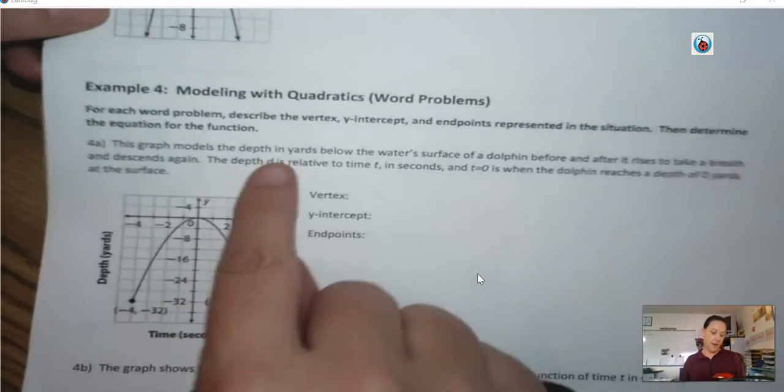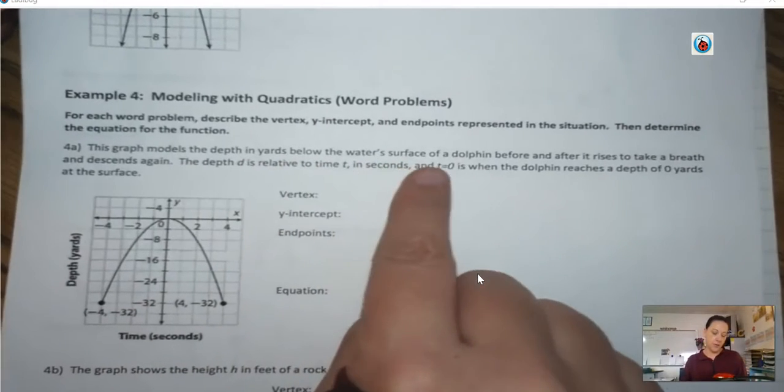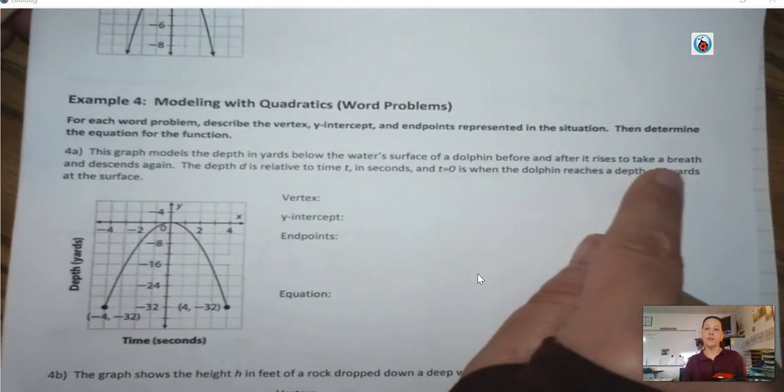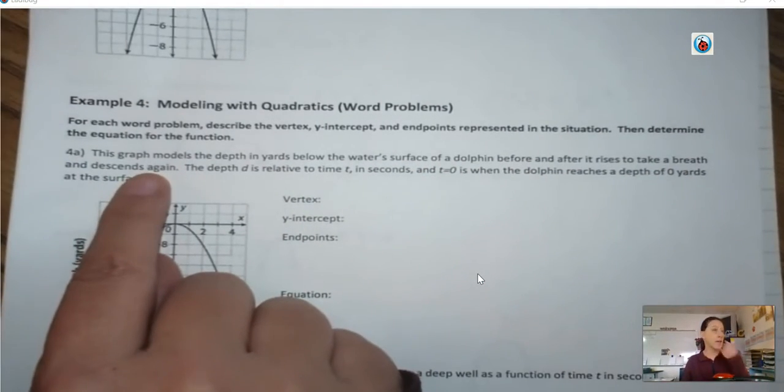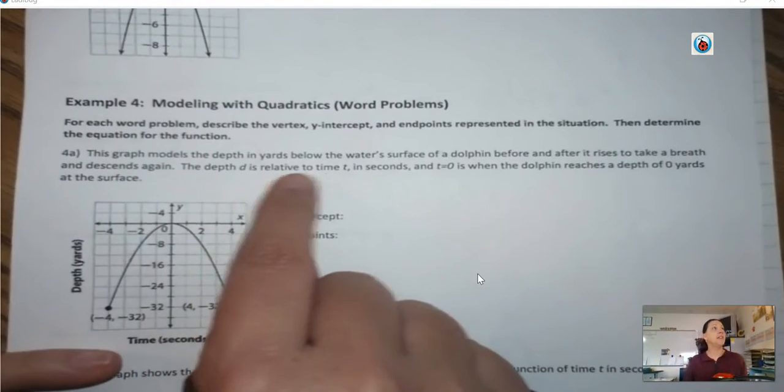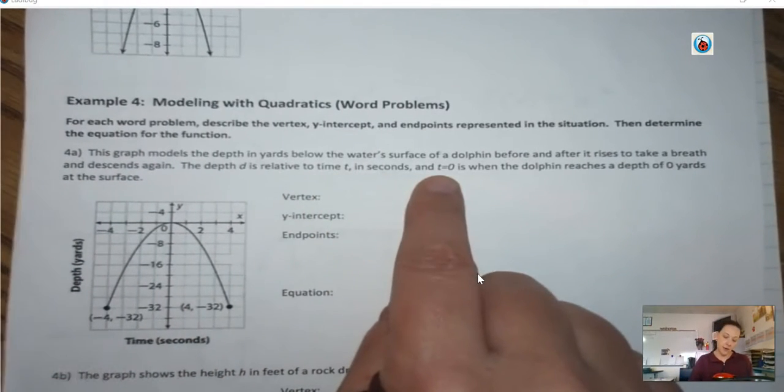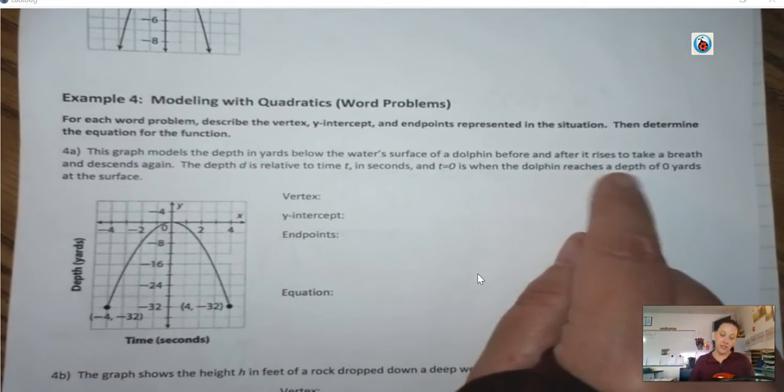Okay, this graph models the depth in yards below the water's surface of a dolphin before and after it rises to take a breath and then descends again. The depth d is relative to time t in seconds, where t is 0 is when the dolphin reaches a depth of 0 yards at the surface.